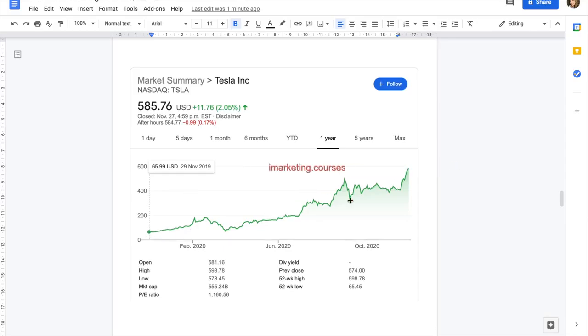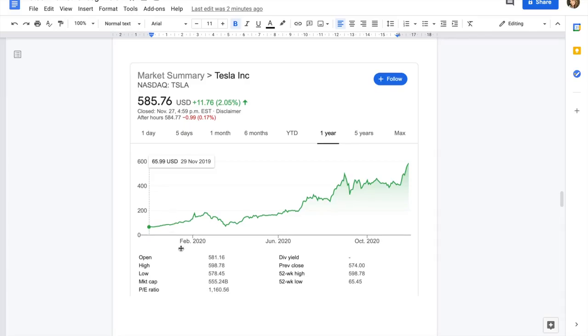And as you can see, just by looking at this graph right here, you can see that Tesla actually grew a lot, and so it went from $65 to $585.76, so anyone that invested in Tesla last year ended up making a lot of money. And again, to summarize, the goal with the stock market is to buy low and then to sell high.